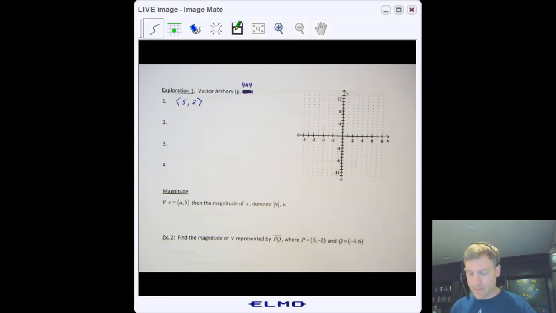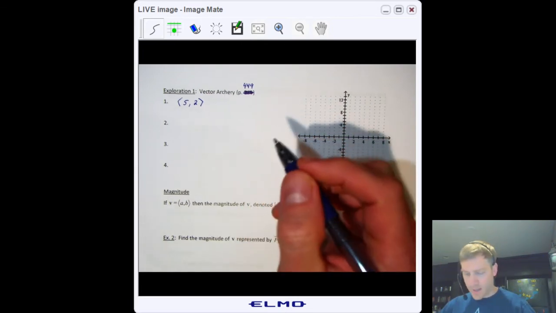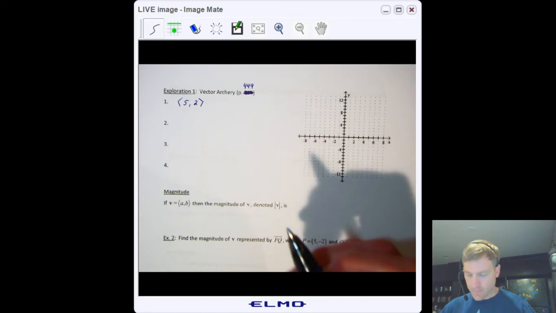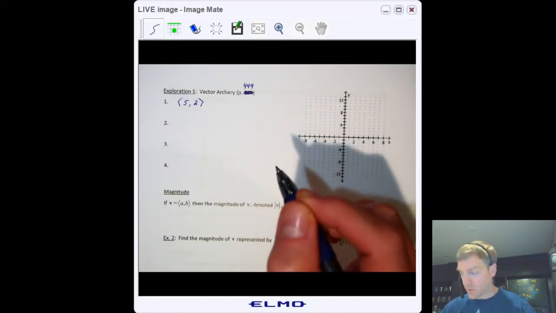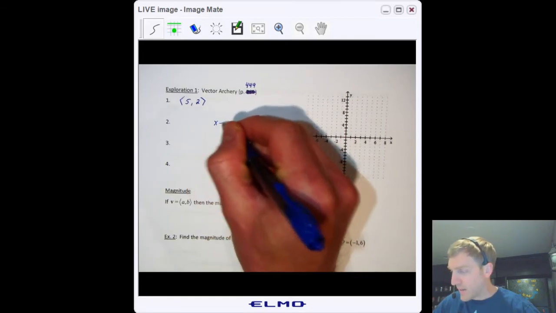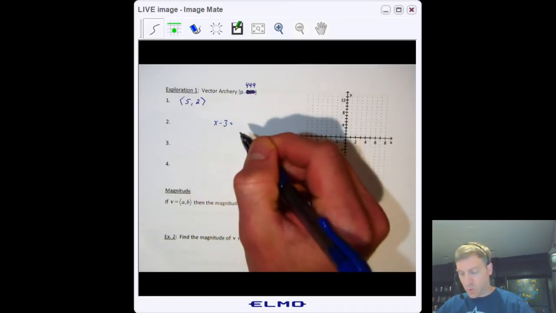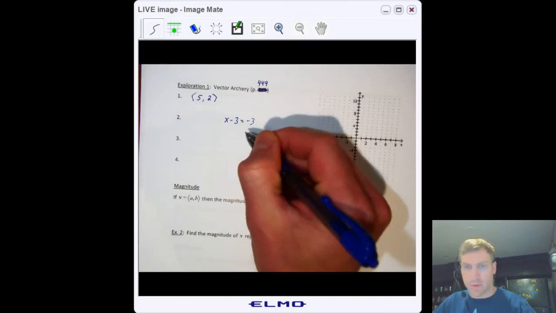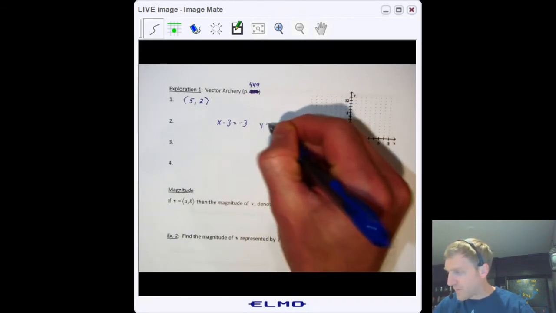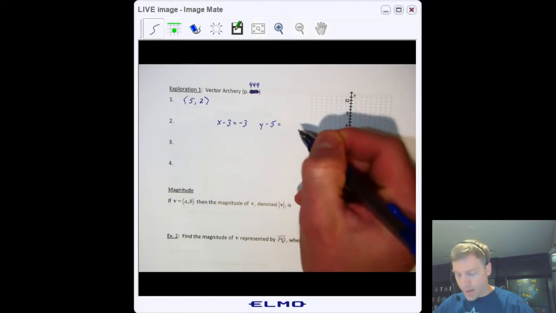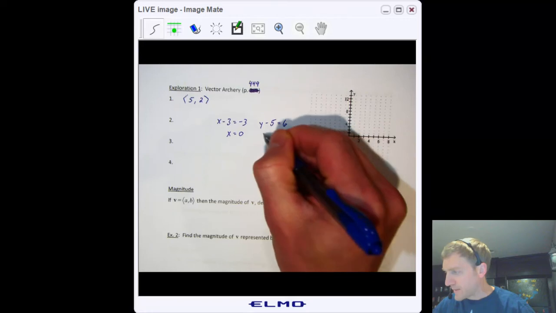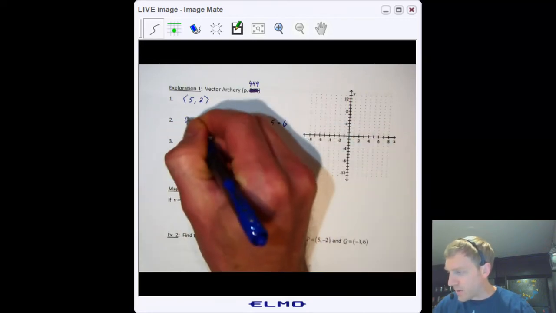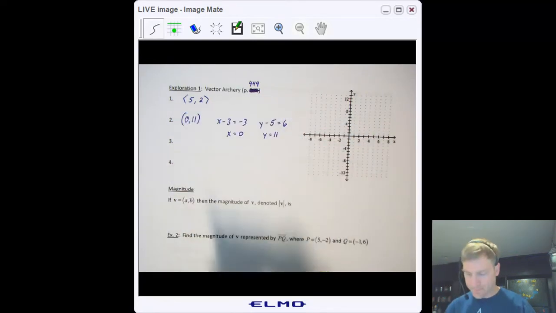there's a couple ways you could have done this. One way is to set it up as an algebra problem, right? Because you know the initial point, you want to find the terminal point. So let's call the terminal point xy. Then you know that x minus 3 should be the x coordinate of the vector, which is -3. And then y minus 5 should be the y component of the vector, which is 6. Well, solve for x and you get 0. Solve for y, you get 11. So there you go. The point is 0, 11.